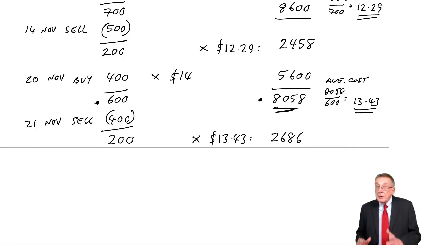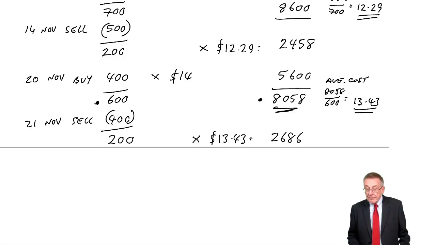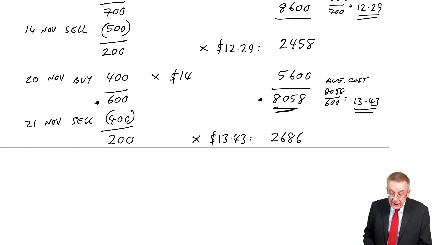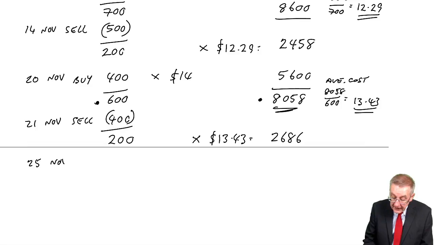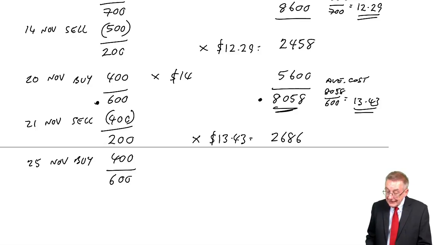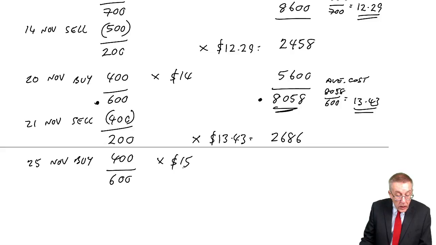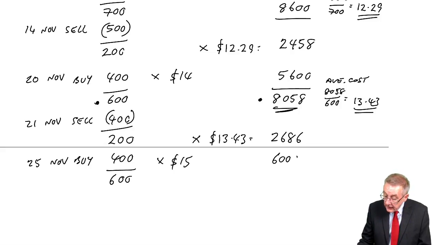Now we're nearly there. If you think you're happy with what's happening, perhaps pause the lecture and finish it yourself and then start again and check me. But otherwise, let's finish it off. Next thing, 25th of November, we buy some. Well, buying, no problem. You just add them on. Buy 400, you have now 600. Those 400 cost 15, 6,000. Total cost 8,686.